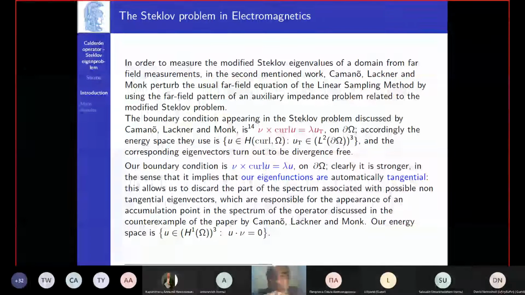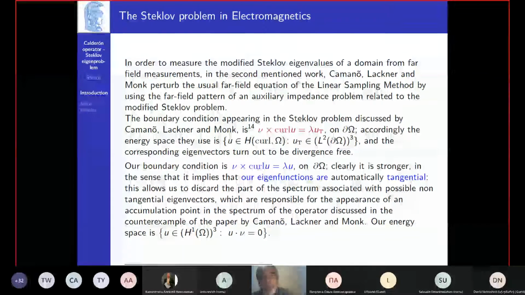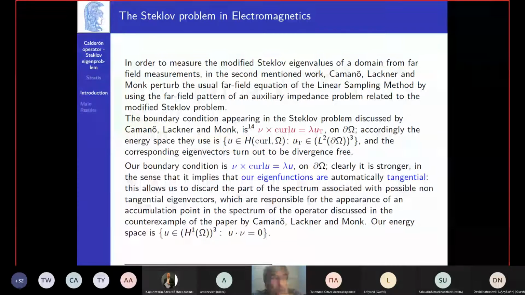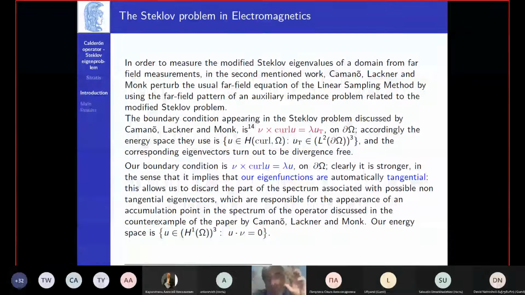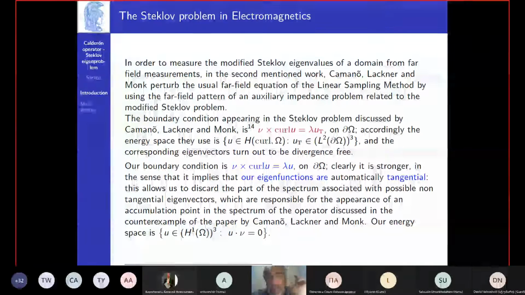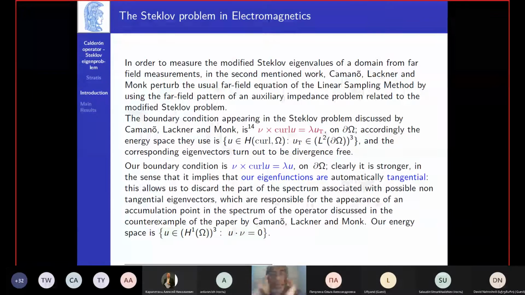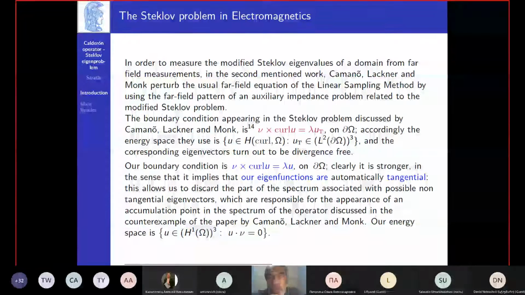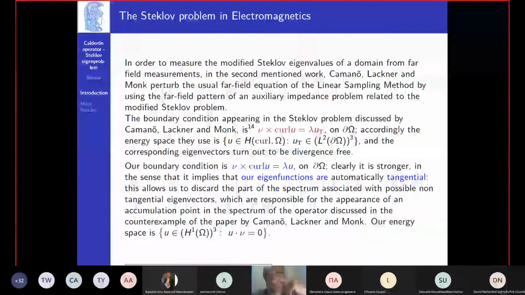Now, the boundary condition that they use is for a scattering problem, so it is an exterior boundary value problem. The boundary condition is the first one in magenta, which is ν cross curl u equal to λ u_t, where u_t is the tangential component of u. So the modification goes there: it's not ν cross curl u equal to λ u, but to λ u_t. The energy space they use is the space of fields in H(curl) whose tangential component is in L2. And so the corresponding eigenvectors turn out to be divergence free, and they can go on.